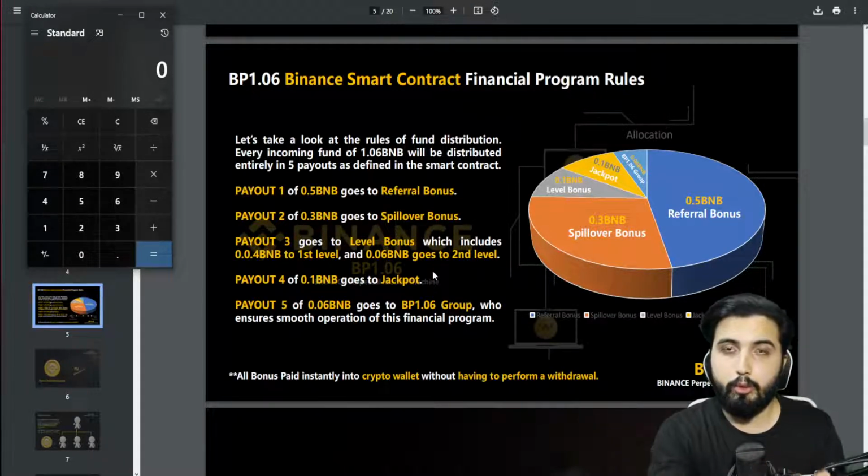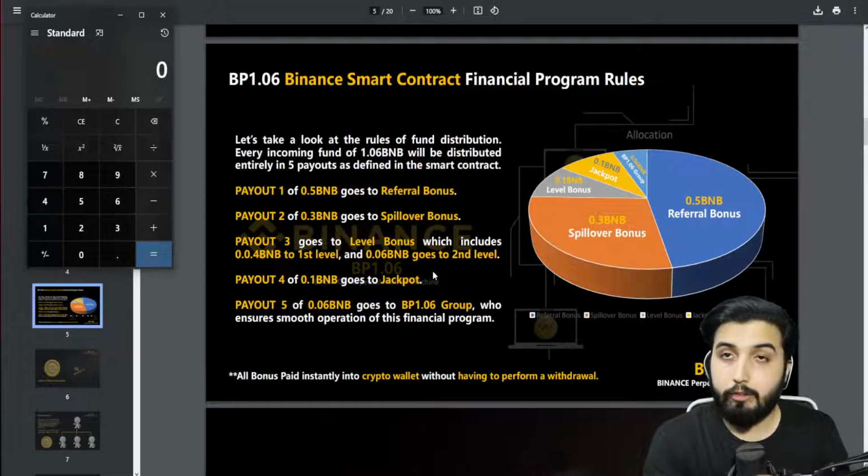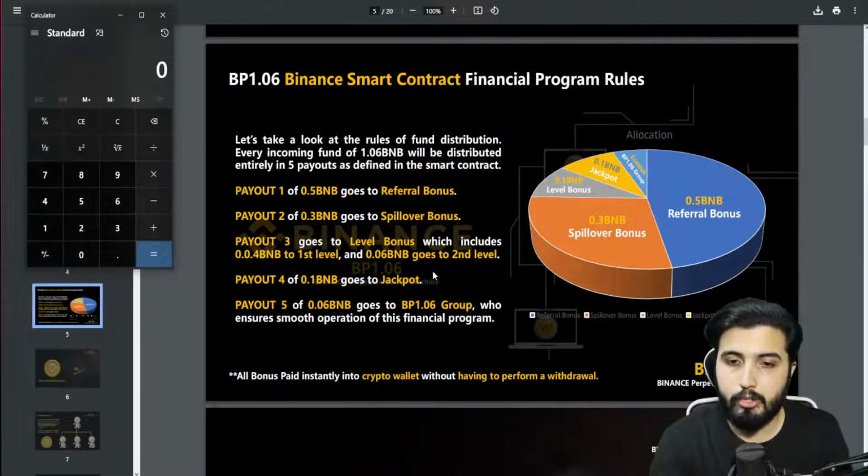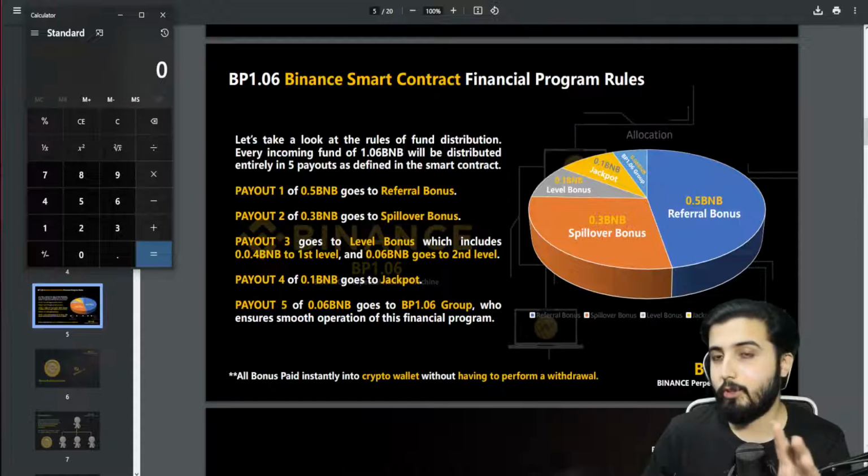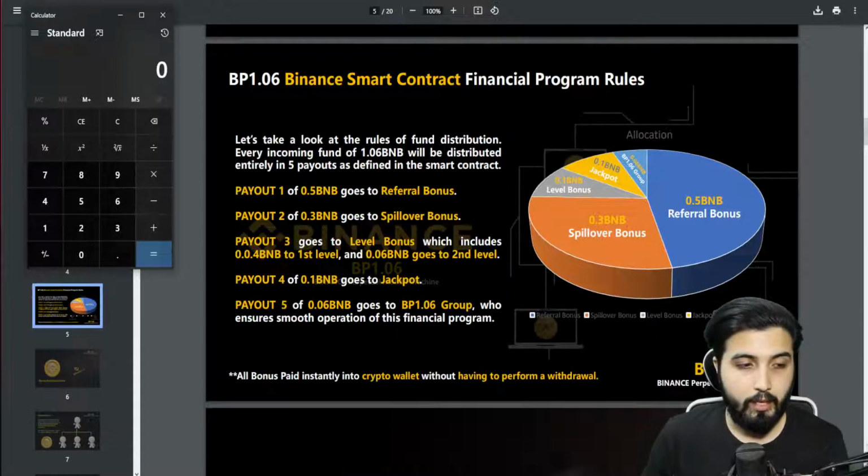But as I mentioned before, it's not just a basic referral system. There's much more involved in this. There are different levels. There's not just one bonus. There are different bonuses that come into it, which makes it really amazing. So moving forth, we have the payout 4, which is 0.1 BNB that goes to the jackpot. And again, we're going to talk about the jackpot itself too, and get into that and so forth.